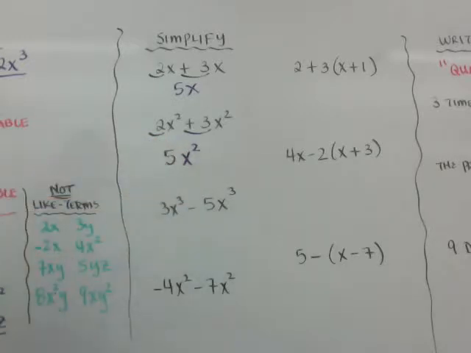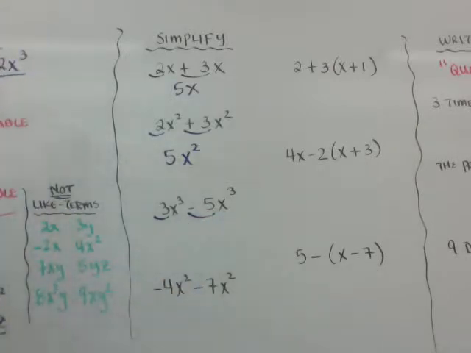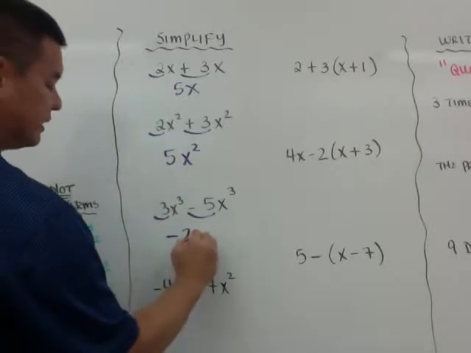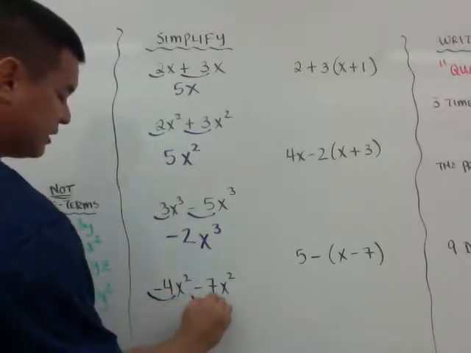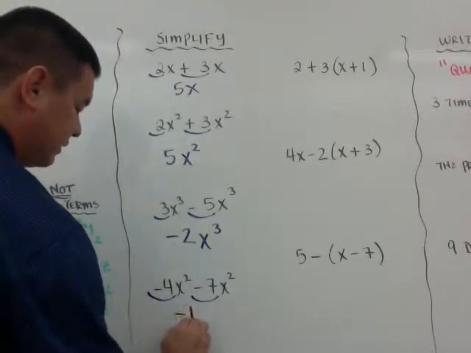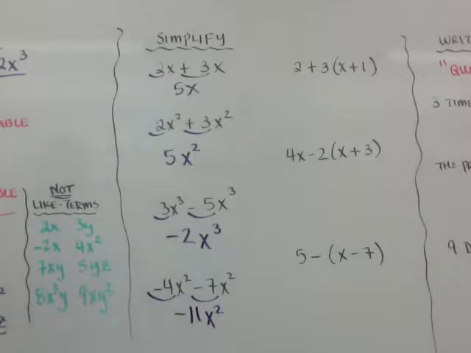drop the x squared. In this case, I have 3 here, and I have minus 5. So 3 minus 5 is equal to negative 2, and then drop down the x cubed. So again, the x cubed doesn't change. So when you have like terms, drop down the variable and the exponents, but combine your coefficients. In this case, negative 4 minus 7 is equal to negative 11, and then drop down the x squared. Okay, that's how you combine like terms.